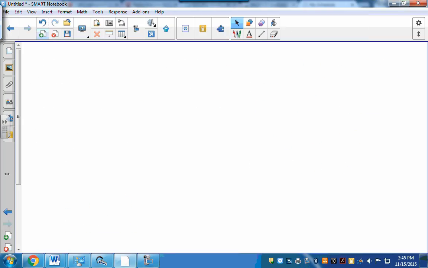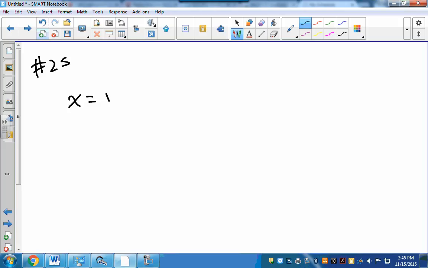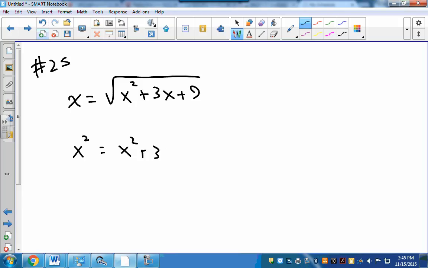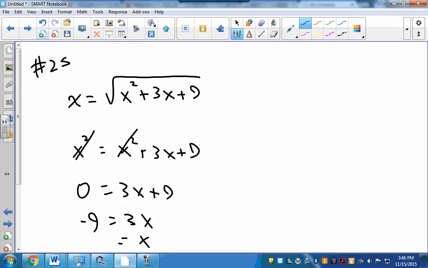Okay, problem number 25. We've got x is equal to the radical of x squared plus 3x plus 9. We square both sides. This gives us x squared and x squared plus 3x plus 9. We can subtract off the x squares. We'll get 0 equals 3x plus 9. So minus 9 is 3x, and x is minus 3.